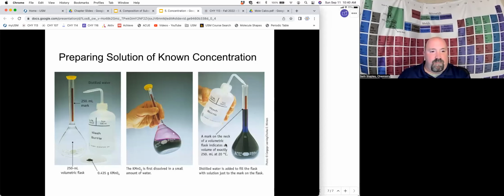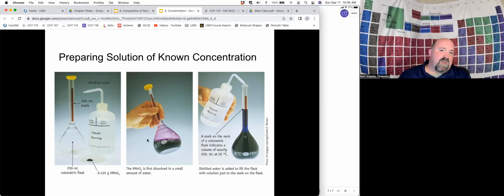So here we just sort of see that process playing out. Again, same idea here. In this case, it looks like we're making a potassium permanganate solution, KMnO4. Measured out a little bit of potassium permanganate. We'll add that into our volumetric flask.